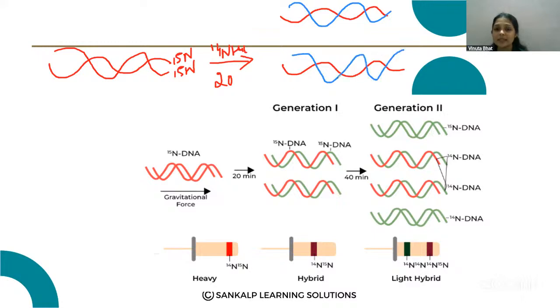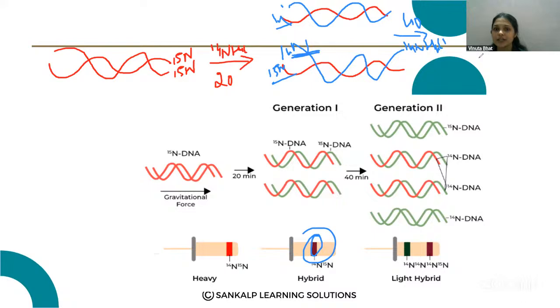Then when it is separated by using the cesium chloride density gradient, what does it show? So this is the 14N, the light, but 15N is the heavy. So 15N is also there, and 14N is also there. So that is showing the hybrid. Then one more generation, so now another 20 minutes, total 40 minutes. Again 14 NH4Cl medium is taken.